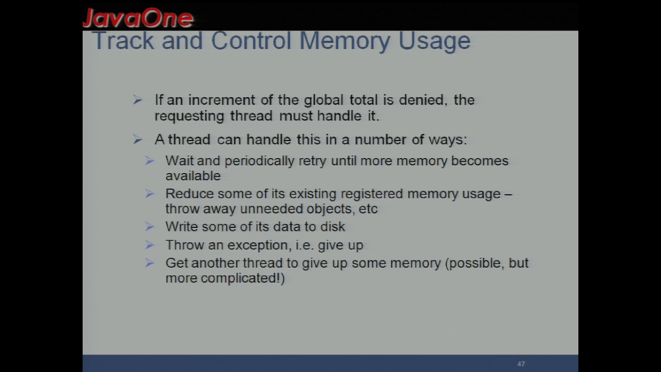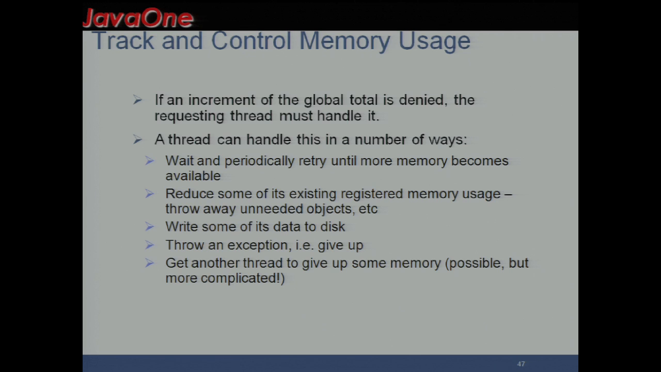the simplest thing is the requesting thread has to handle it. So how can it handle it? Well, it could wait and try again. It could reduce some of its own existing memory usage, so it can throw away any objects that it doesn't need, any lower priority objects. It could write some of its data to disk. It could give up and throw an exception.